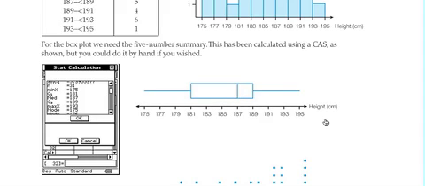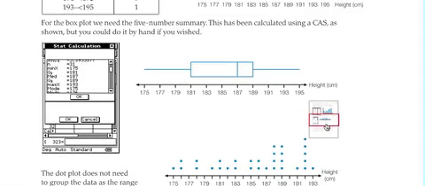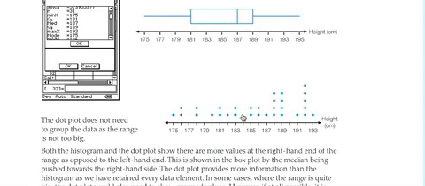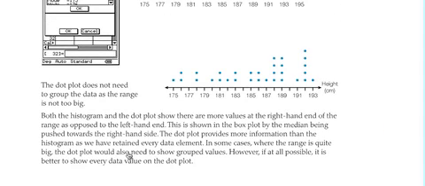our box plot, which does correlate with our histogram and also with our dot plot that we can see here. We can see a shift, a trend that there are taller players at the Melbourne Storm, and that's what we'll read about down here. Both the histogram and the dot plot show that there are more values at the right hand end of the range as opposed to the left hand end. In some cases where the range is quite big, the dot plot would also need to show grouped values. So that's saying if we have a lot of scores, we might need to put some intervals into our dot plot.